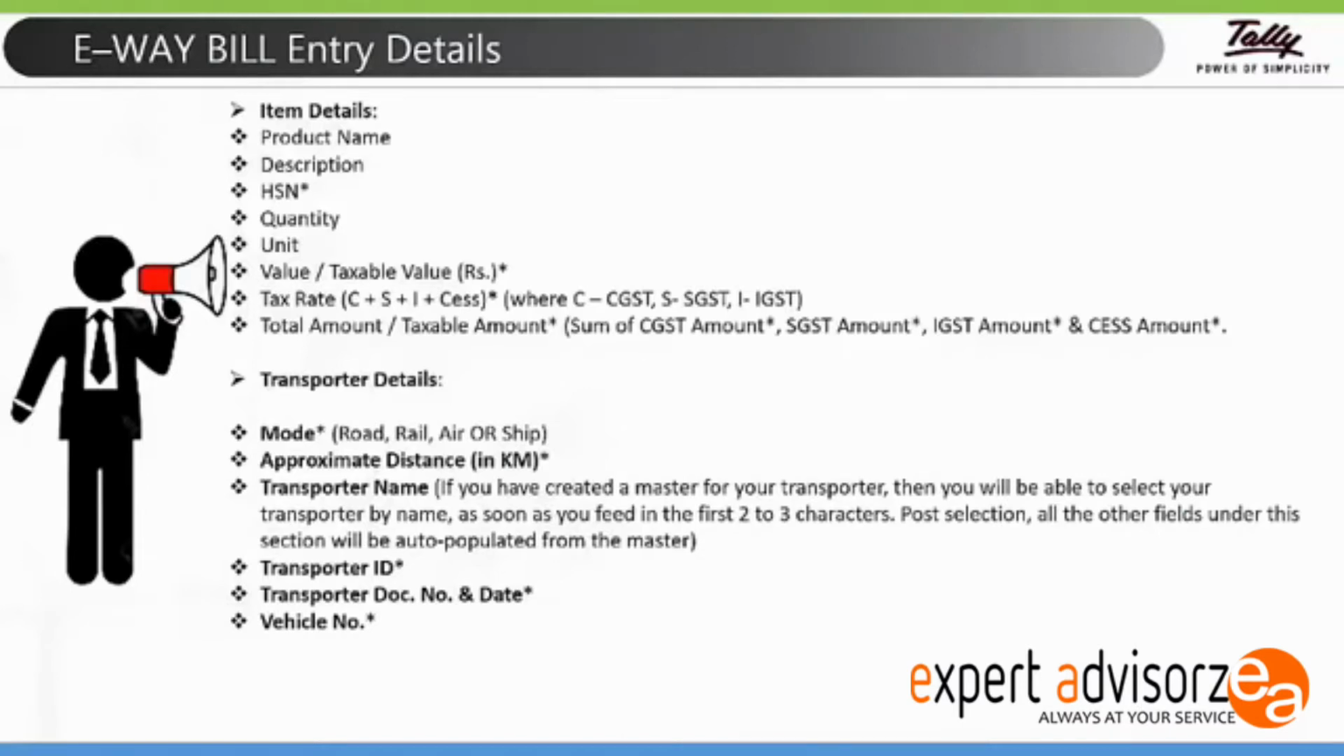Transporter document number and date. The other documents like lorry receipts, landing numbers and so on he has to carry, and the vehicle number through which the goods are being transported has to be mentioned. So these are the complete details of the structure of the format which gets into the e-way bill information.